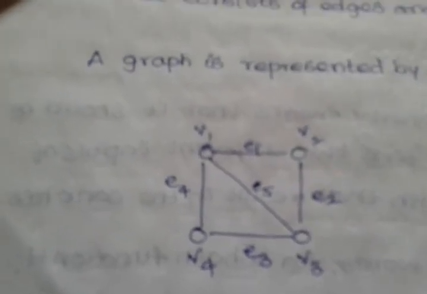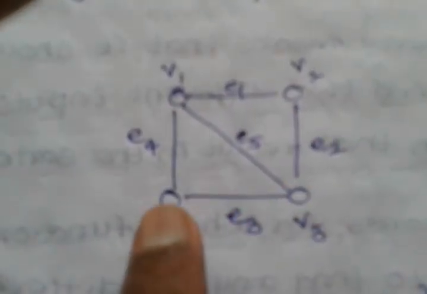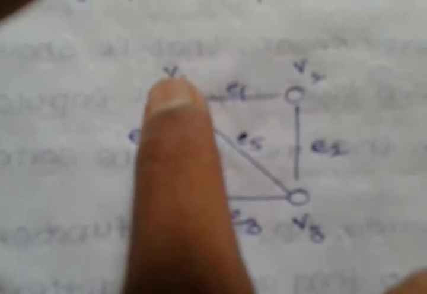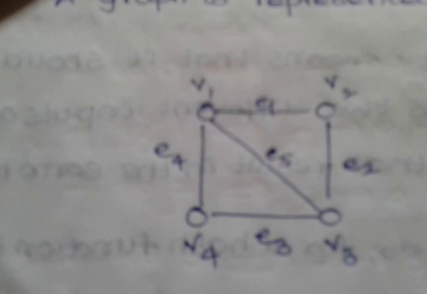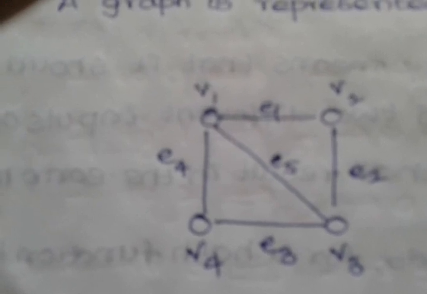Let us understand what is meant by a vertex and what is meant by an edge. In this example, circles are there. This is one circle, this is another circle, this is another circle, and this is another circle. For these circles, we are giving the names V1, V2, V3 and V4. How many circles are there? 4 circles. These are called the vertices. A vertex is represented by a circle in a graph. So the vertices are V1, V2, V3 and V4.